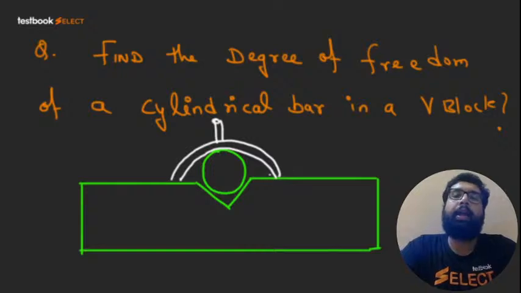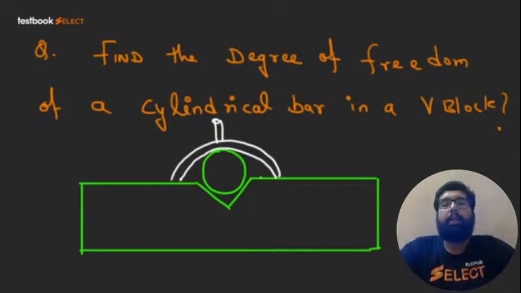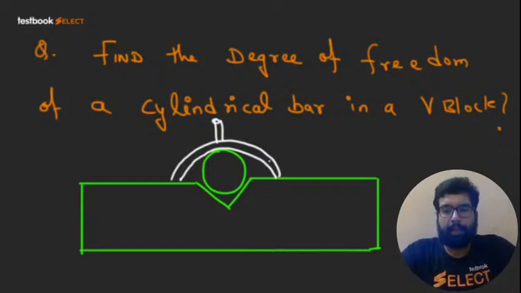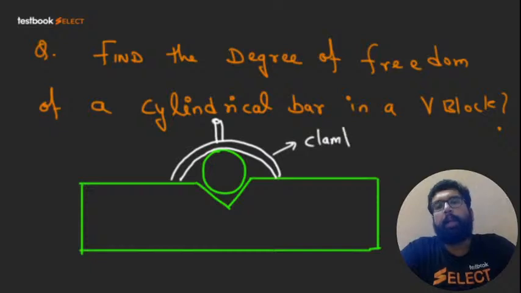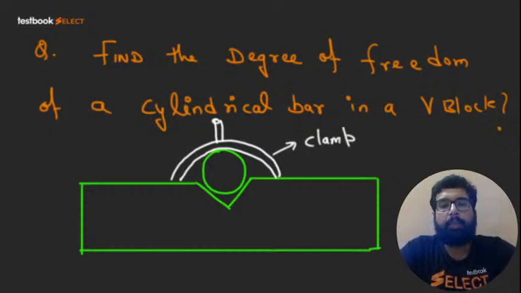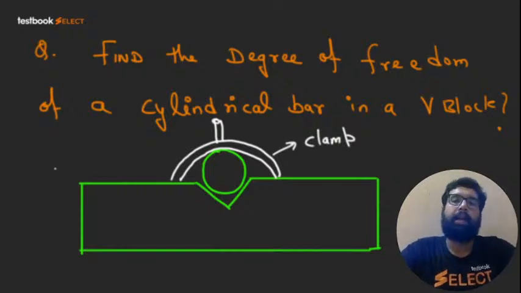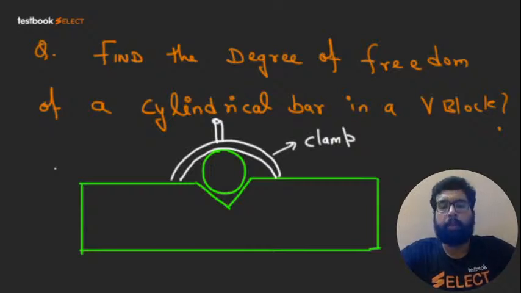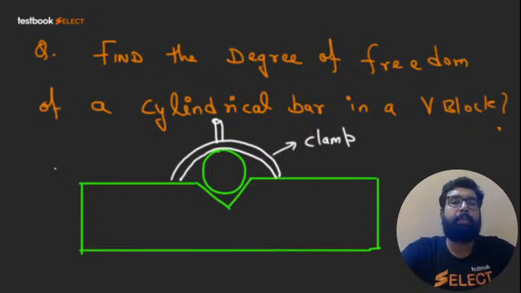ठीक है, अगर एक V block में एक सिलेंडर को लगा दिया जाए, if in a V block we place a cylinder, it is like this. So ये ऊपर क्या होता है? This is the clamp. Now बेटा, as I was telling you in the last session also, that we need to imagine the things which look in 2D, but we have to sometimes imagine it in 3D.